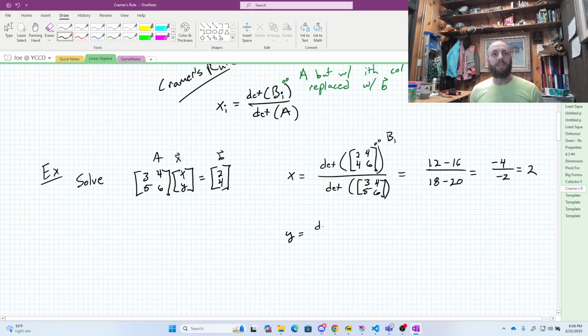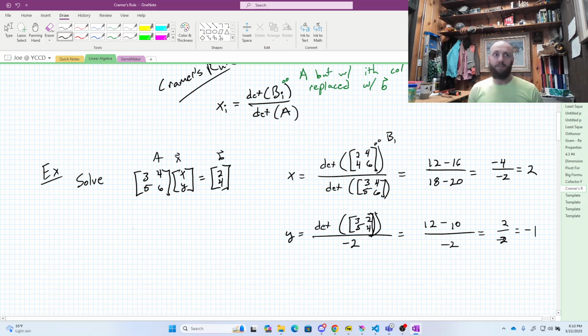And y is the determinant of my little matrix here. I'm going to leave the first column alone now, so that's 3, 5. I'm going to put 2, 4 here. Oops, I needed a closing matrix bracket. And then I'm going to divide, and I actually already know what the determinant of A is. That's negative 2, so I'm just going to put a negative 2 down there. And here I'm going to get 12 minus 10 divided by negative 2. So I got 2 over negative 2, so I got negative 1 out of this.